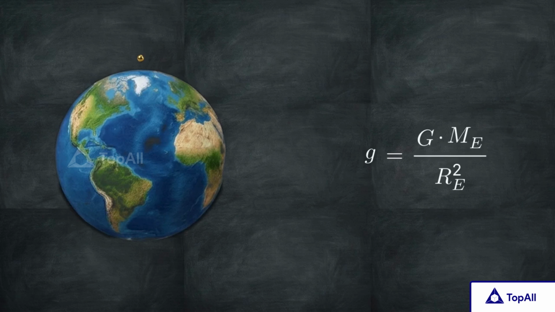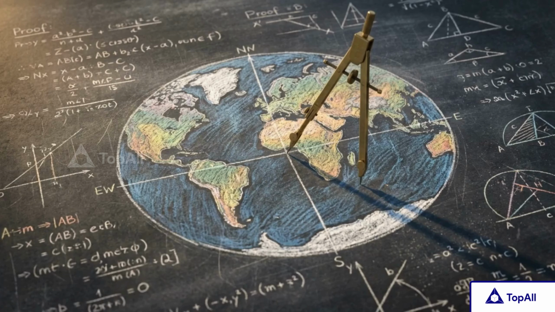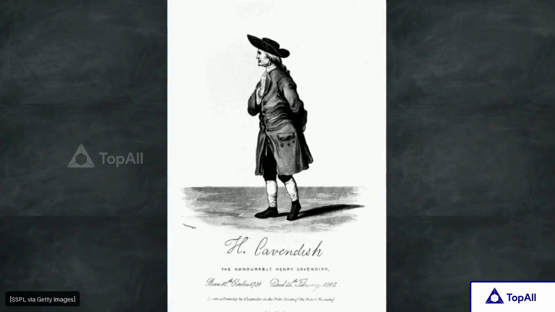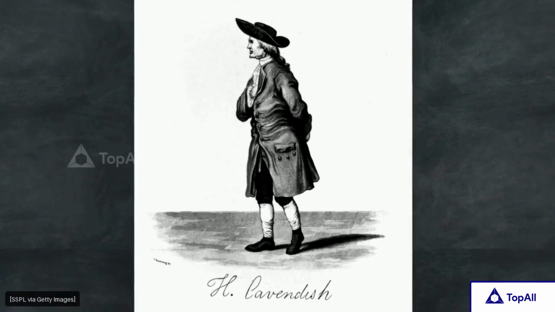This newly derived equation left physicists with a calculation containing only one unknown value. Little g is easily measured by timing a falling object, and the Earth's total radius was already a mapped known quantity. In 1798, Henry Cavendish designed an experiment that finally filled that gap.